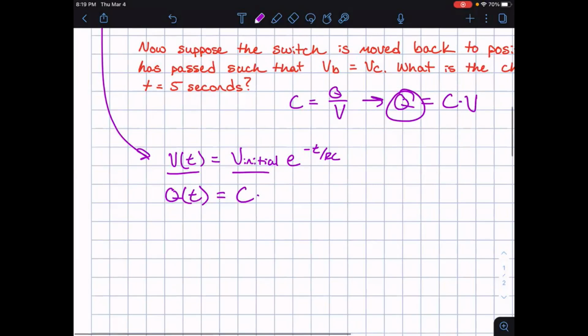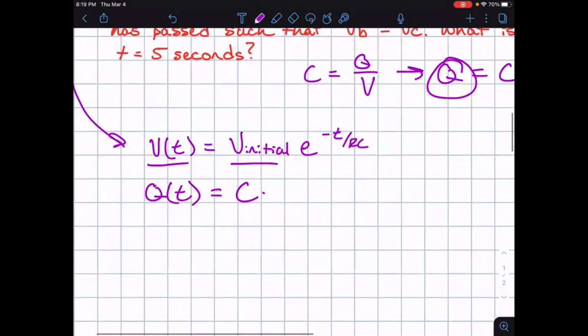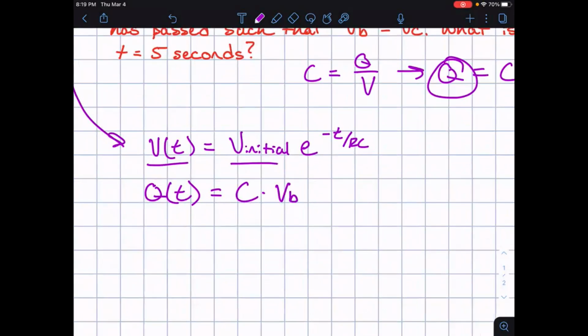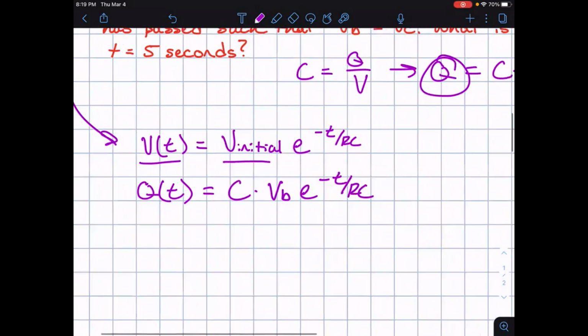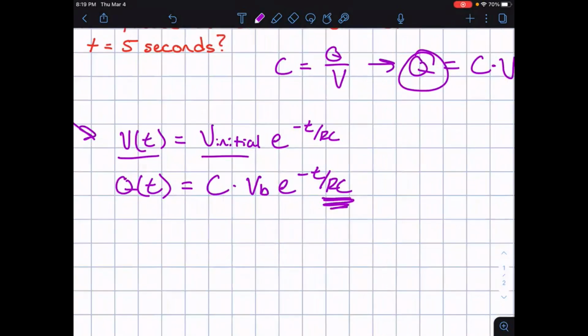And that voltage value is still going to be the initial voltage, or the voltage of the battery, so VB or VC, however you want to write it. Those are all the same values. And then e to the negative t over RC, where these two values right here are still equivalent values. As soon as it stops lagging, both of those values are still the equivalents. Nothing about that changed.